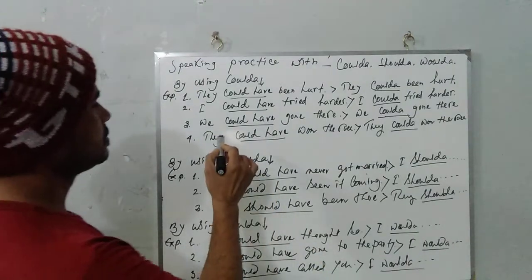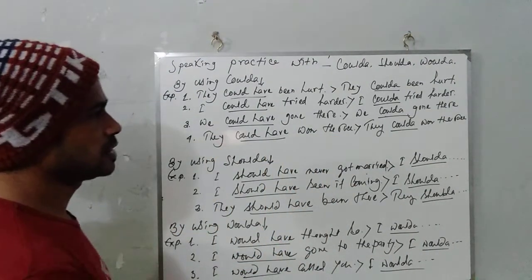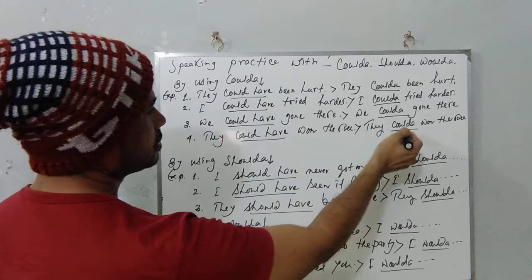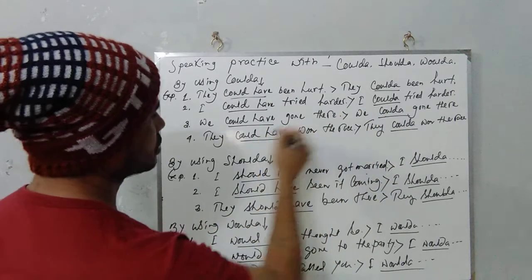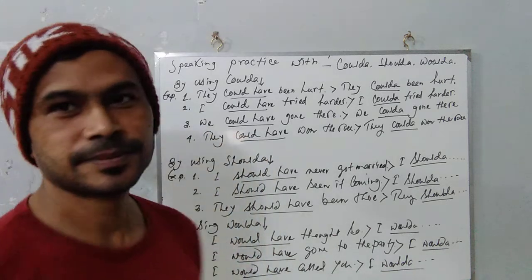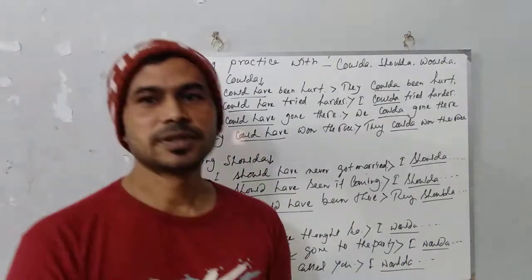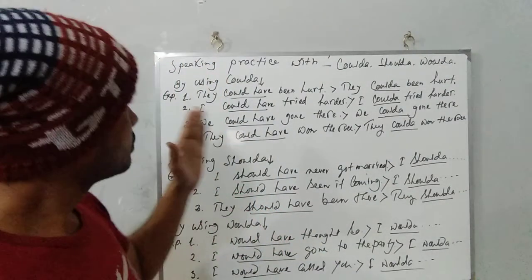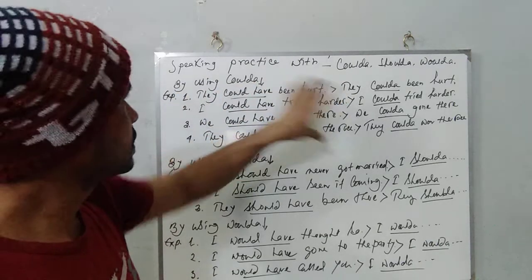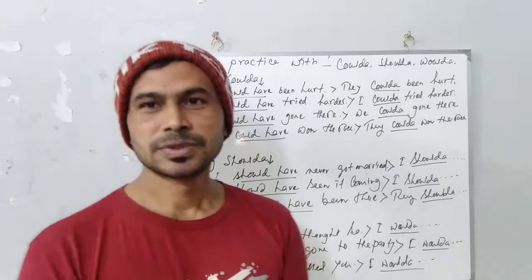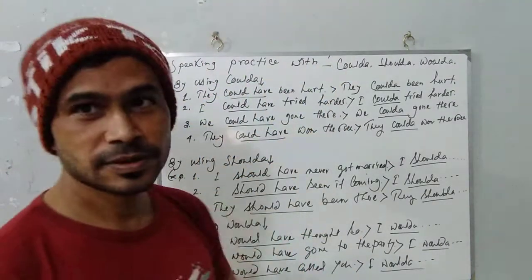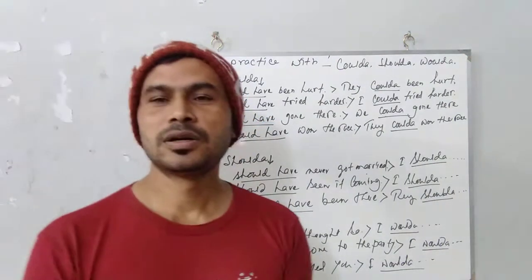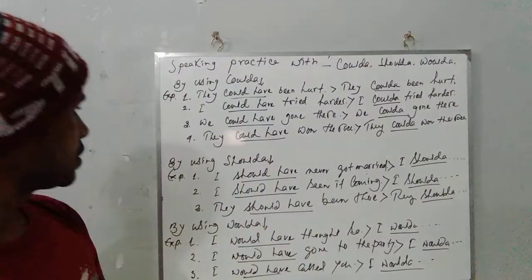So the next sentence: they could have won the race. So we can say that they could have won the race. So coulda, which I use here, is a short form or contraction of could have. So my friends, I think you understood properly. I mentioned here some sentences of coulda. Coulda is a short form of the past modal could have. Mind it.